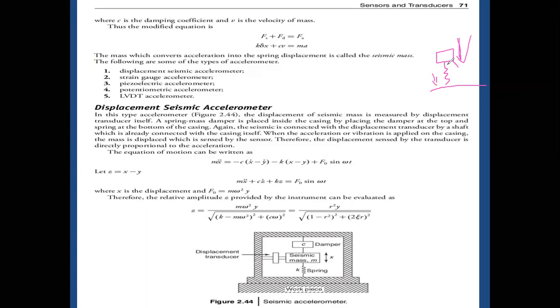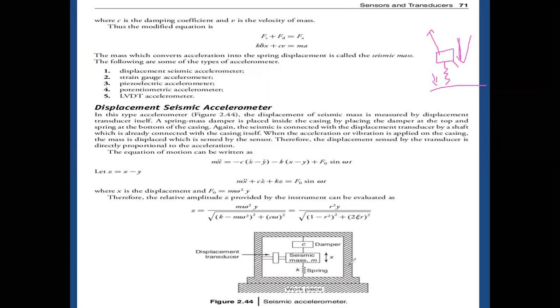So this kind of mass we can call a seismic mass. Okay, there are 5 types of seismic accelerometers, and all these accelerometers consider a seismic mass. Seismic mass is nothing but a mass which converts the acceleration into some kind of spring displacement or another form. The first one is the displacement seismic accelerometer. Just have a look at this diagram; I'm going through the overall view.